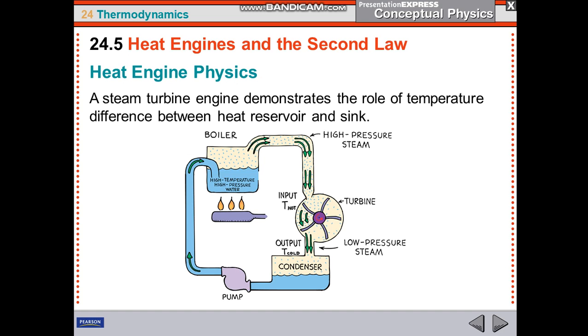You can see here the figure, heat engine physics. A steam turbine engine demonstrates the role of temperature difference between heat reservoir and sink. High pressure steam moves to the turbine, and then the remaining low pressure steam after the movement in the turbine goes to the condenser. It becomes water again. This water will be pumped back to the high temperature, higher pressure reservoir on the top, and boiling will occur again. High pressure steam will be formed that will be sent to the turbine. So this is a cyclic process that will continue.